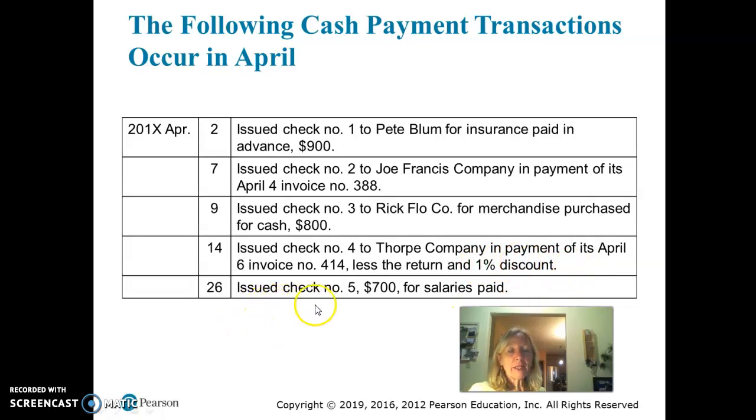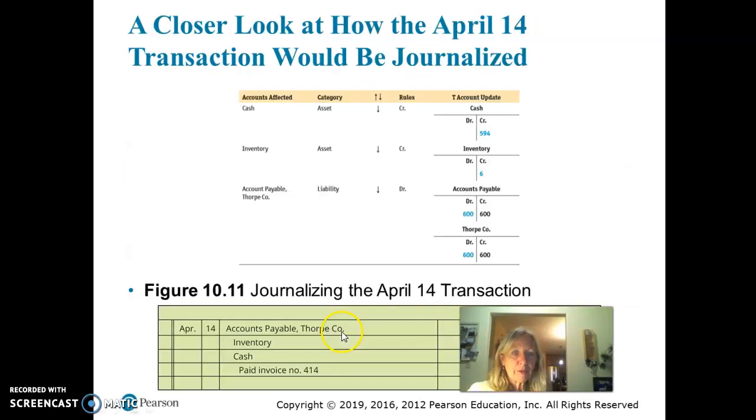And last but not least, issued check number 5, $700 for salaries paid. Okay, so that one's easy. Wage and salary expense would be your debit, and then cash would be your credit. So hopefully those would be things that you could figure out. Like I said, when you do this on a test, they will have a chart of accounts for you.